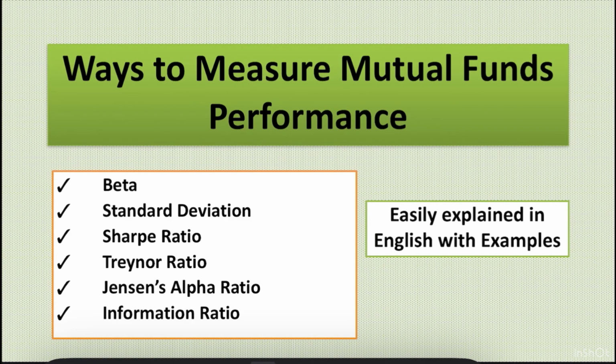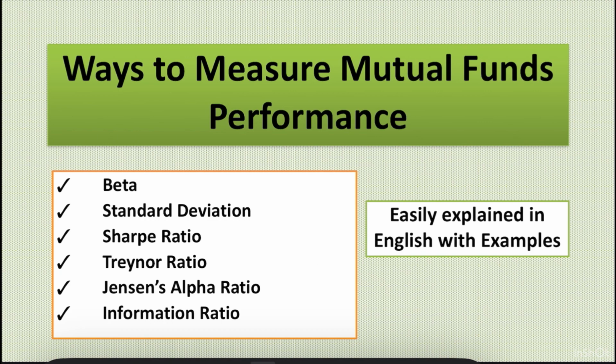In today's video, we will learn about ways to measure mutual fund performance. Whenever you go for investing in mutual funds, there are various criteria or techniques you can use to evaluate your mutual fund. We are going to discuss beta, standard deviation, Sharpe ratio, Treynor ratio, Jensen's alpha and information ratio, right?